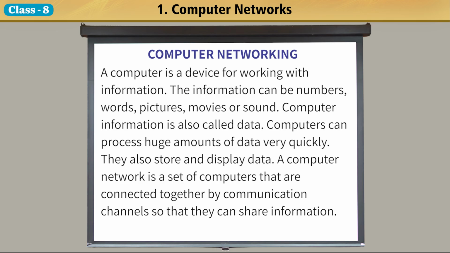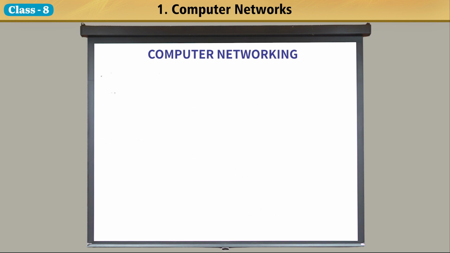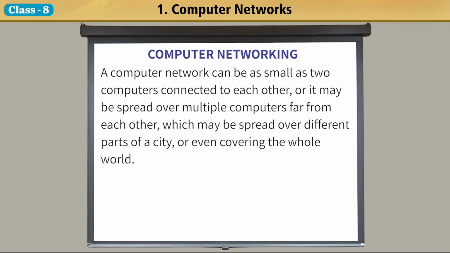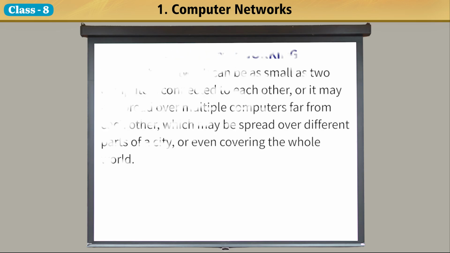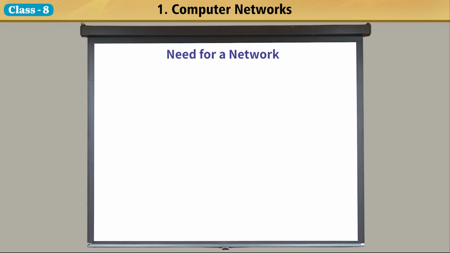A computer network is a set of computers that are connected together by communication channels so that they can share information. A computer network can be as small as 2 computers connected to each other, or it may be spread over multiple computers far from each other, which may be spread over different parts of a city or even covering the whole world. Need for a network.